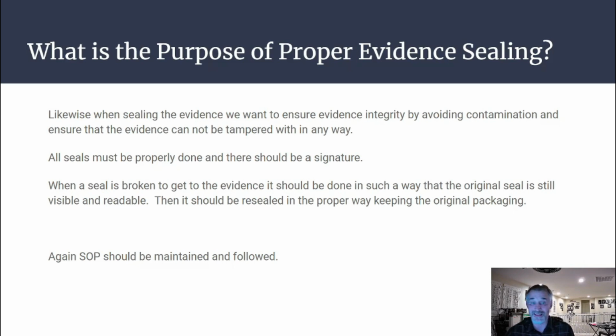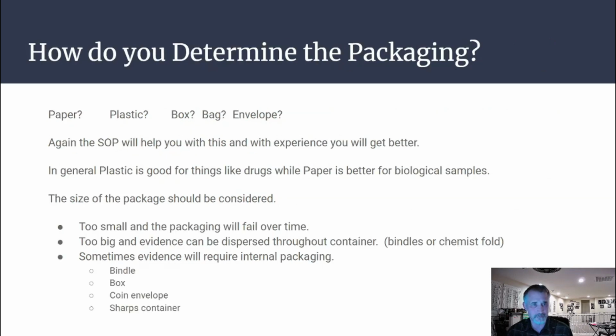When a seal is broken to get to the evidence, for example, if it gets to the lab and they want to pull the evidence out so they can run a test on a particular piece of evidence, they have to break that seal. But it should be done in such a way that the original seal is still visible and readable, and it also should be resealed in the proper way, keeping the original packaging with it. We want to be able to see those seals. Again, it's kind of part of maintaining that chain of custody, right? So again, standard operating procedures should be maintained and followed, and it'll be outlined in that manual.